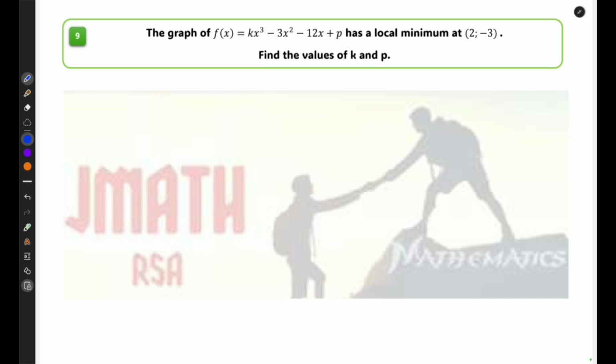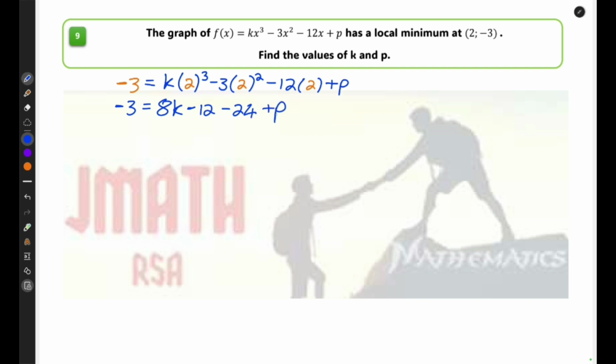Let's see. So because 2 and minus 3 is a point on f(x), I can start by immediately subbing in those values. I can see my y value is minus 3, and the other x's, I'm just going to make a 2. So let's simplify this a little bit. Minus 3 is equal to 8k, and then 2 squared is 4, times minus 3 gives me minus 12. That is minus 12 times 2, so minus 24, and then plus p. So in this case, if I move the minus 12 and the minus 24 over, that would be minus 3 plus 36. So 33 is equal to 8k plus p. Or if I want p alone, I can say it's 33 minus 8k. So that is equation 1.